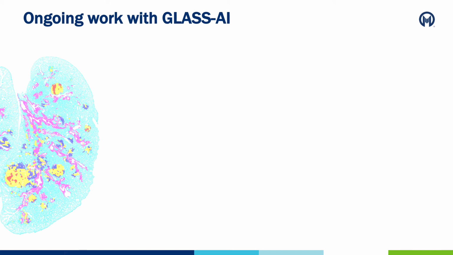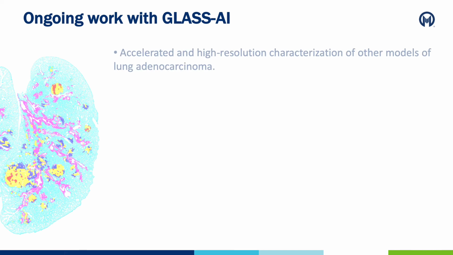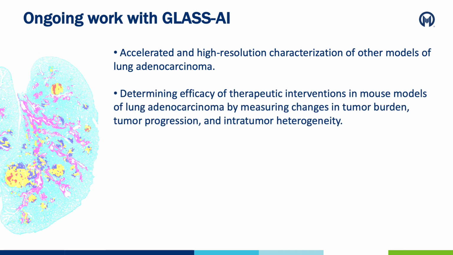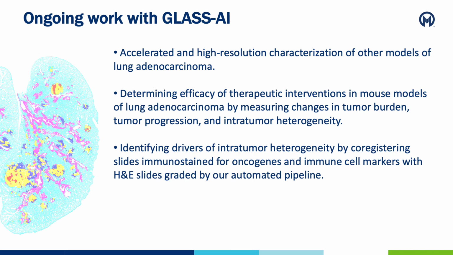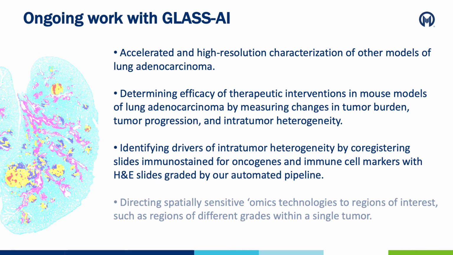A few of the ongoing projects we're using this pipeline for include accelerating characterization of other models of lung adenocarcinoma, developing and testing novel therapeutics for lung cancer, correlation with immunoassay slides to further refine tumor classifications, and targeting spatially sensitive omics techniques to uncover the molecular drivers of heterogeneity and tumor progression.